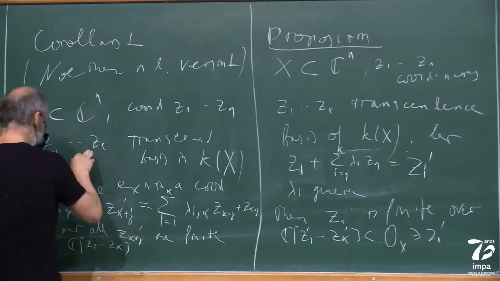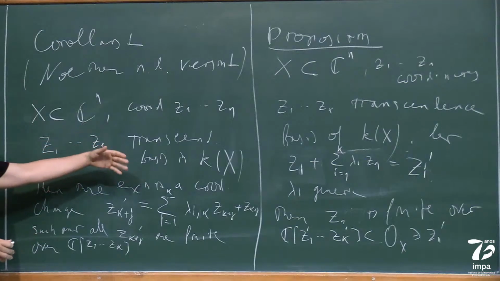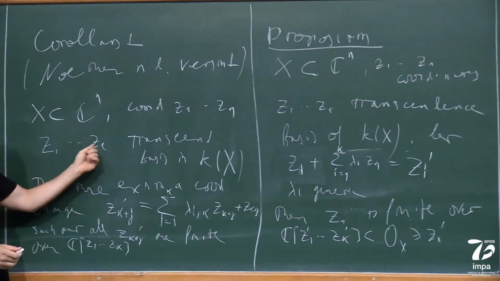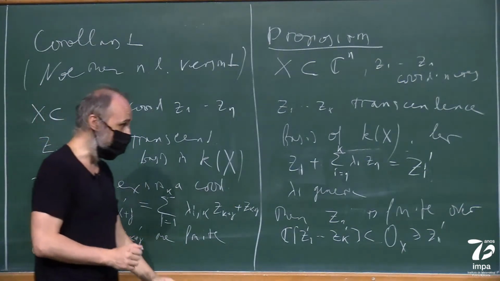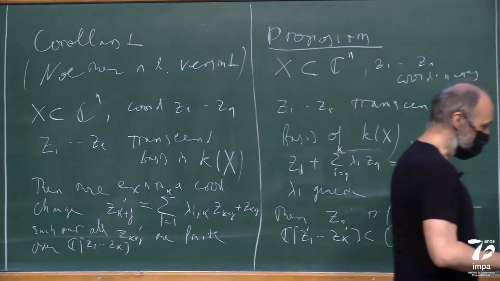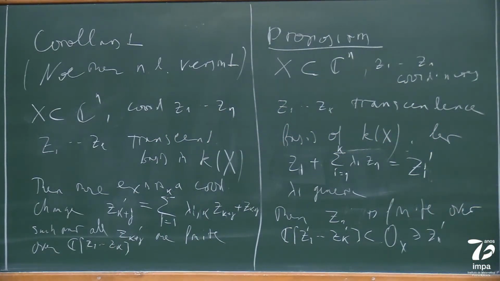So you do this linear change several times to obtain a set of coordinates which are algebraically independent, and the rest of the coordinates are finally depending on the first k coordinates. Last time we did it with just one, and then it will be done with all of them inductively, step by step.